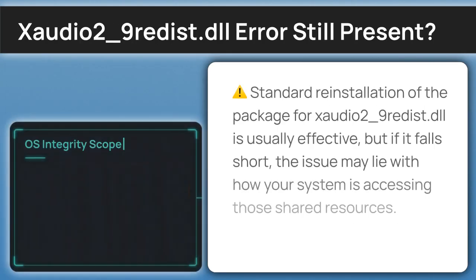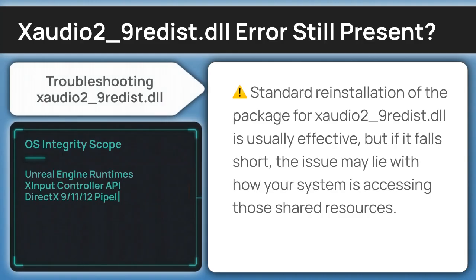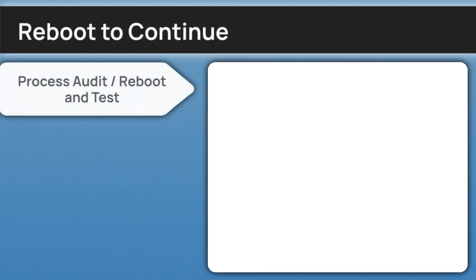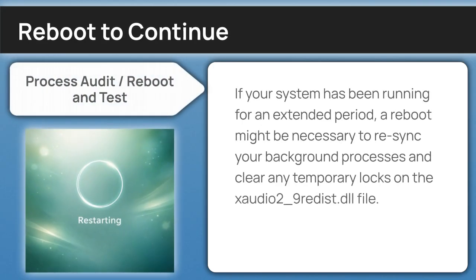When the primary installation path fails, a more surgical approach to checking your system's environmental variables is required. A standard restart allows the Windows bootloader to rescan your system directories and potentially recognize and register the Xaudio2 9 redistributable component.